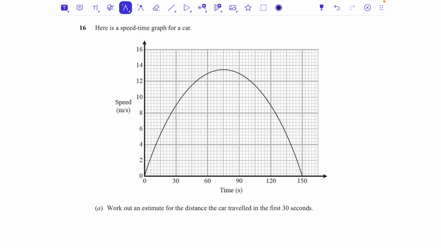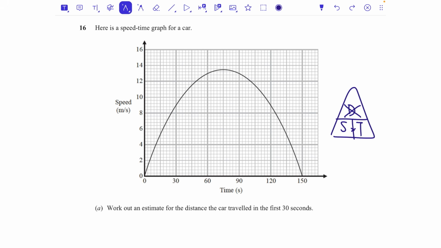Question number 16. Here is a speed time graph for a car. Work out an estimate for the distance the car travelled in the first 30 seconds. So remember, speed, distance, time. Is your triangle, and so if you think about that triangle, if you want the distance, it is speed multiplied by time. So that's this axis multiplied by this axis.